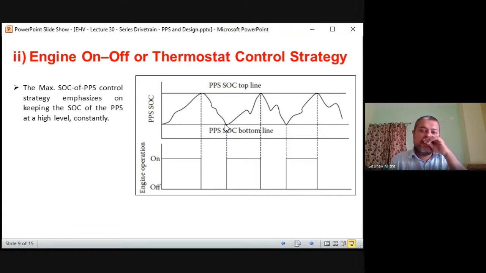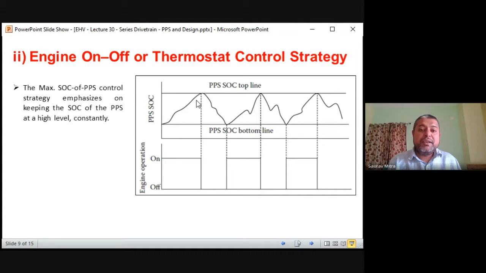Whenever the PPS falls to 70%, again the engine generator set will make itself on, so that the PPS is again charging to 100%. And you can see that the charge and discharge path is not the same. So this charging path, this charging path, this charging path, all are different, because the vehicle is not running on the same flat road. Vehicle is running sometimes up and down, sometimes there is start and stop in the city, on the hill, in the highway. So every time the charging and discharging profile of the vehicle is not the same, but these two levels are the same.